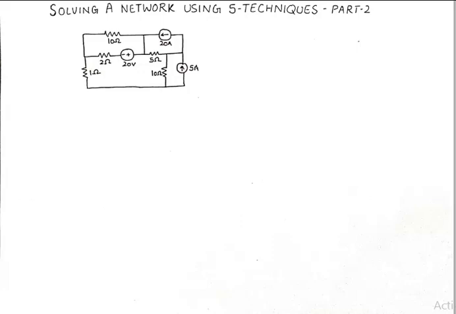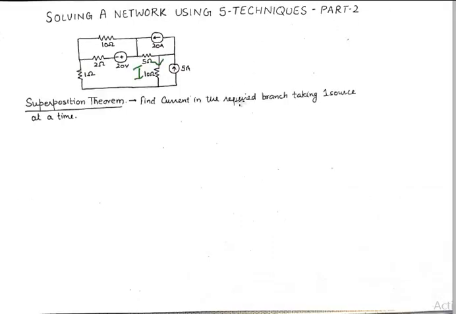So the first technique that we wish to apply is the superposition theorem. In superposition theorem, we find the current in the required branch taking one source at a time, and we wish to find the current in the 10 ohm resistor branch. So this is what we will find in all the 5 cases.